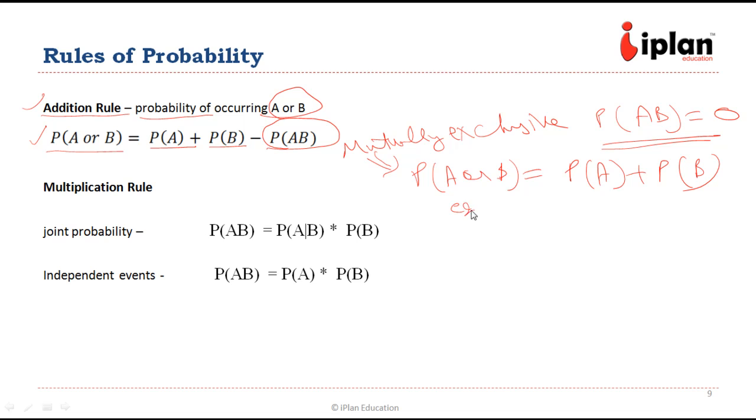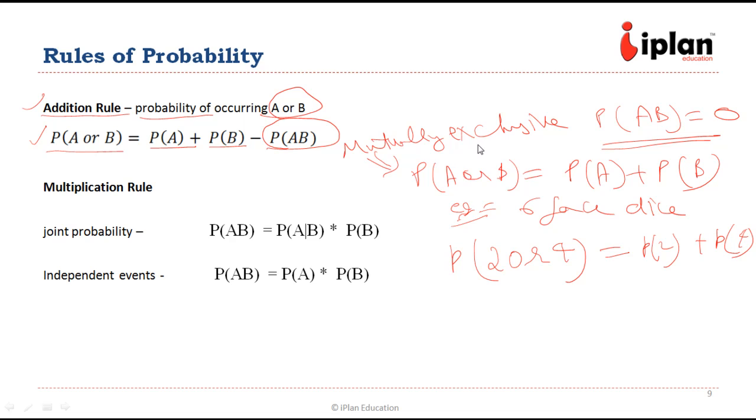For example, if we are throwing a 6-faced dice, the probability of occurrence of 2 or 4 is the probability of occurring 2 plus the probability of occurring 4, and we know both of them cannot occur together, they are mutually exclusive events. So the probability of AB is 0 in this case. The probability of occurrence of 2 is 1 by 6, the probability of occurrence of 4 is 1 by 6, so our answer is 1 by 3. That is the probability of occurrence of 2 or 4.